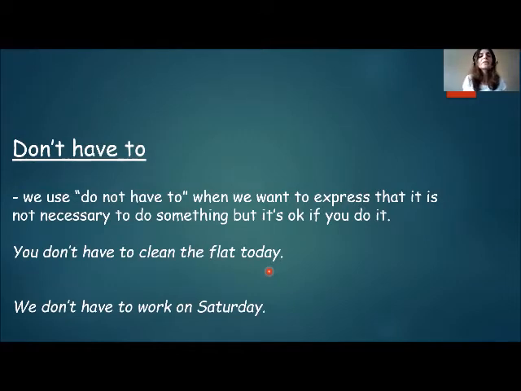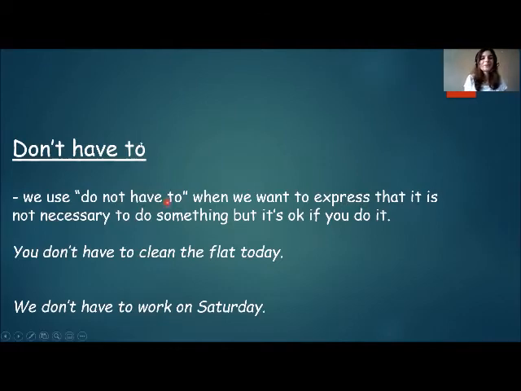In the same way, for example, if you work and at your work you have a Saturday off, you can say, oh, we don't have to work on Saturday. Again, it means it's okay if you work. Yeah, no one is gonna tell you anything. But if you don't, it's also totally fine. So it is not necessary, again, for you to work on Saturday.